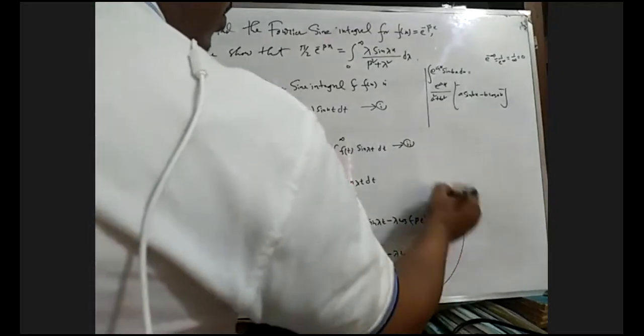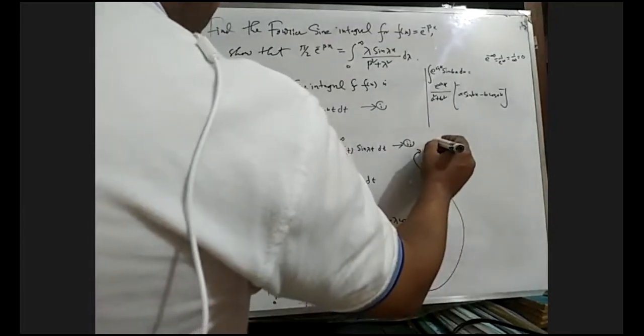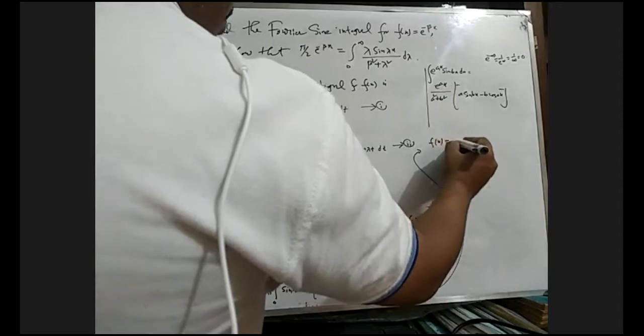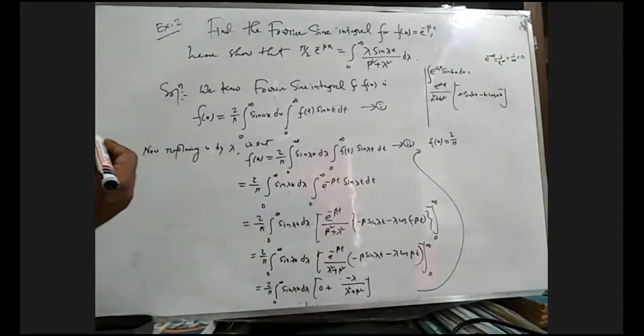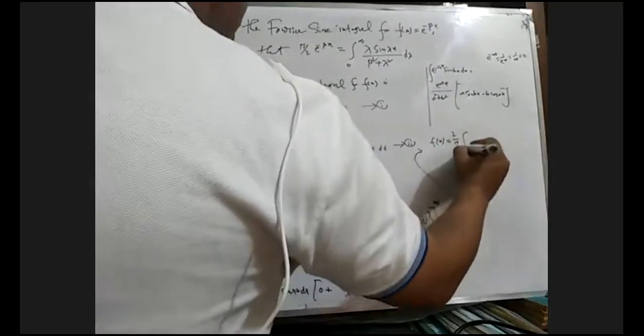So after this line, we can write f of x equals 2 divided by pi, integral 0 to infinity.